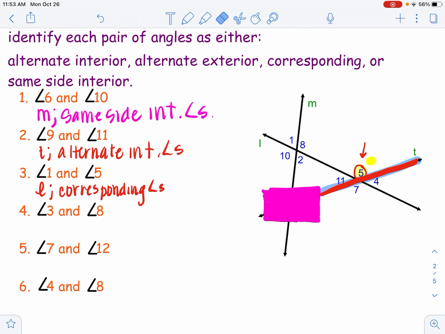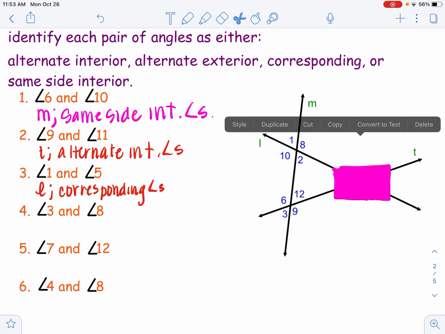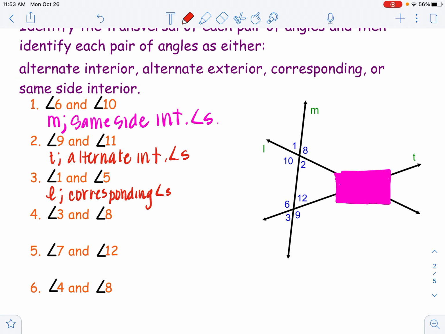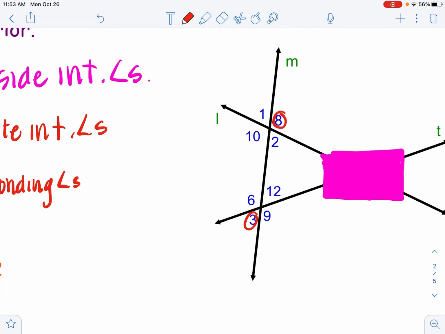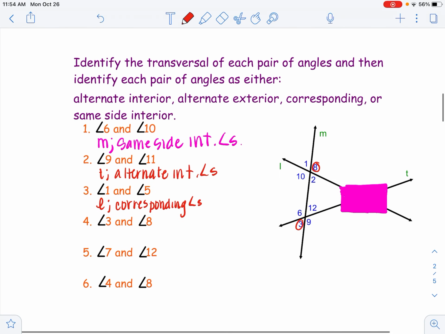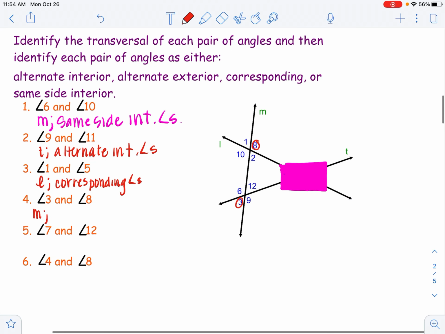All right, next one. Gotta erase everything I put in there. Okay, 3 and 8. I'm gonna move this over here so I can see 3. So here's 3, here's 8. Okay, so what line do they both touch? Because that's my transversal. That'd be M. If M is my transversal, the other two lines, L and T, are my double lines.